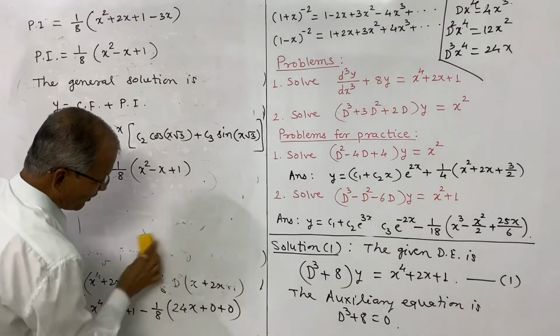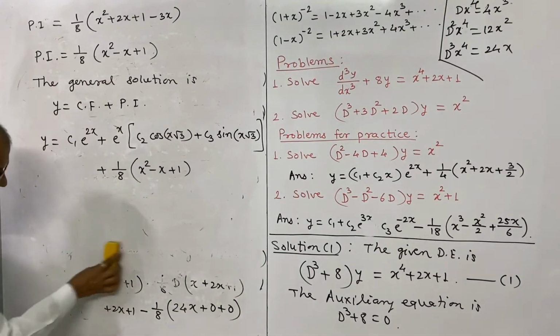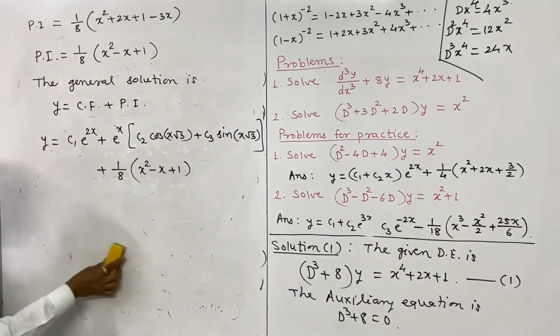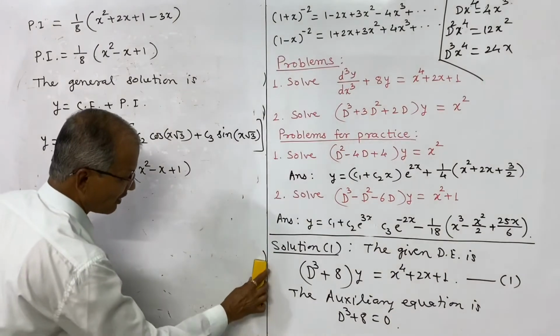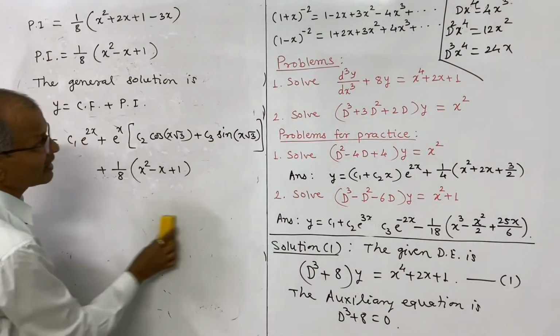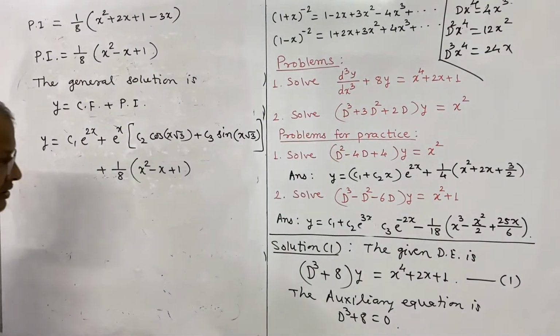And so the problem we have solved to illustrate the short method to find the particular integral of f of D over y is equal to x power m. How to use the short method. Now there is a second problem I have written, and we shall solve it.